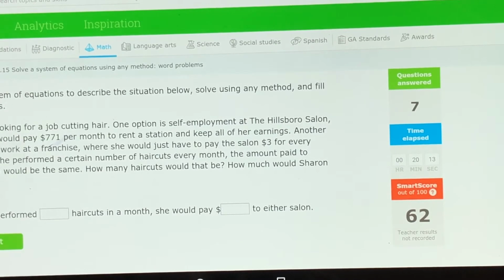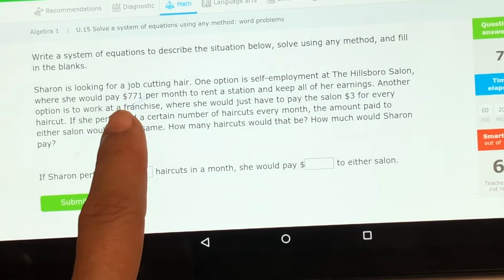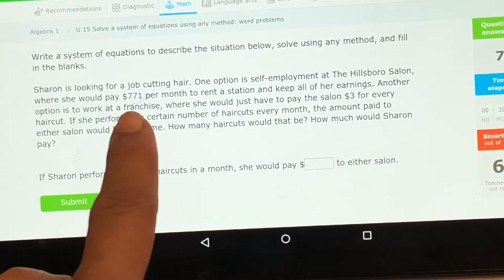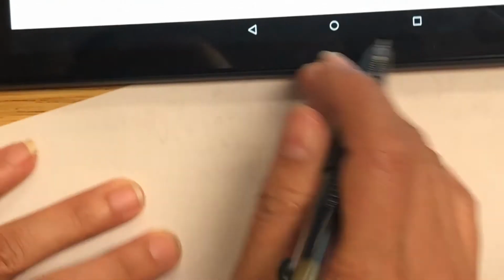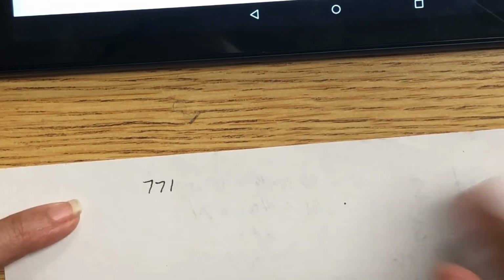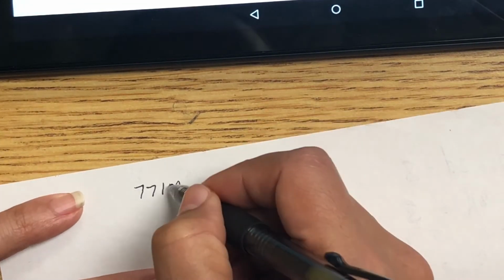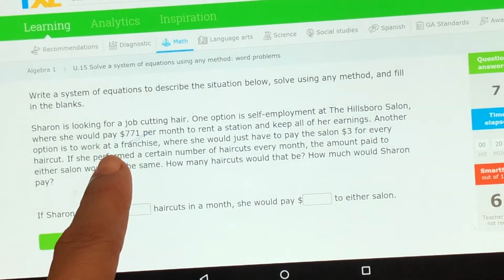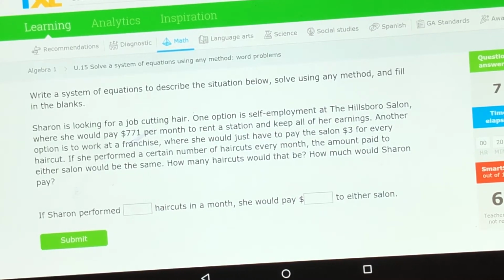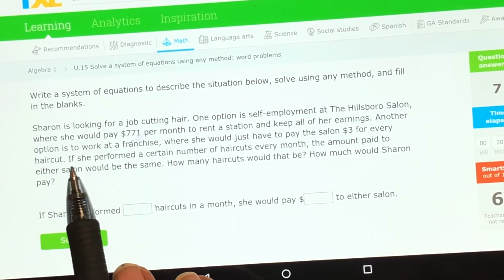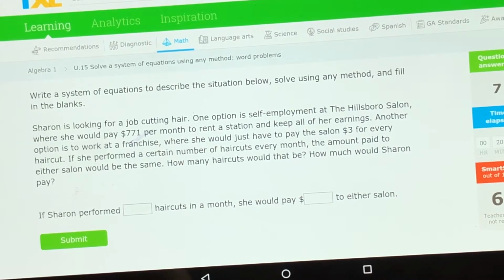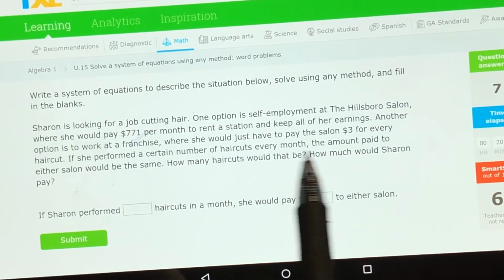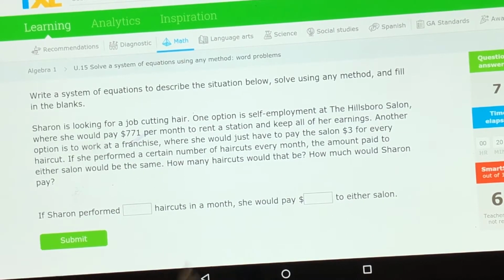Sharon is looking for a job cutting hair. One option is self-employment, where she would pay $771 per month to rent a station and keep all her earnings. So she's going to pay $771 per 1 month to rent a station and keep all her earnings. Another option is to work at a franchise, where she would have to pay the salon $3 for every haircut. If she performed a certain number of haircuts every month, the amount paid to either salon would be the same.